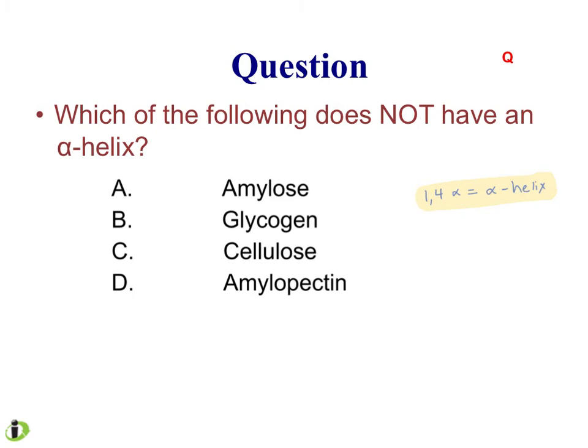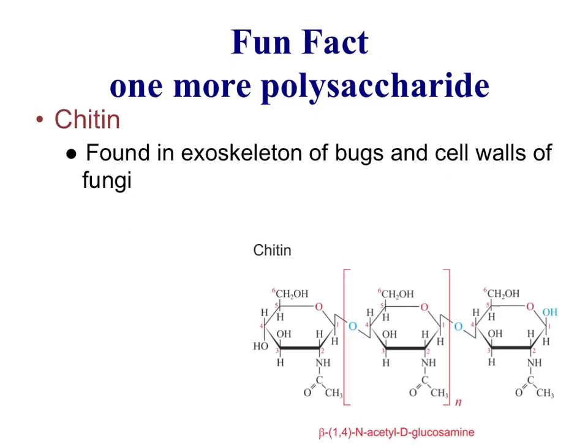Amylose and amylopectin both have 1,4 alphas. So does glycogen. They all have 1,4 alphas. And then amylopectin and glycogen also have the branching, which is the 1,6 alpha. Less to do with the alpha helix, but still relevant, right? So it's just going to be cellulose.